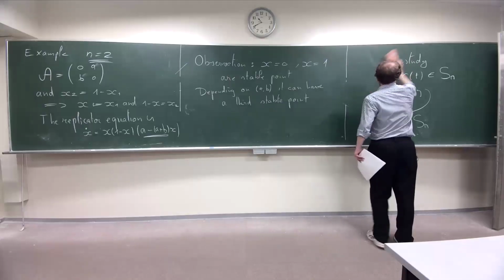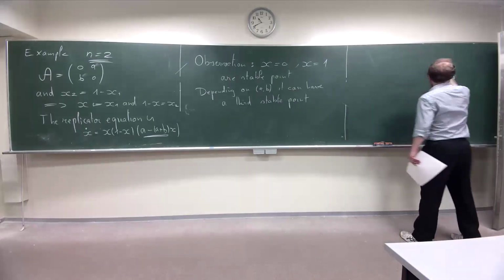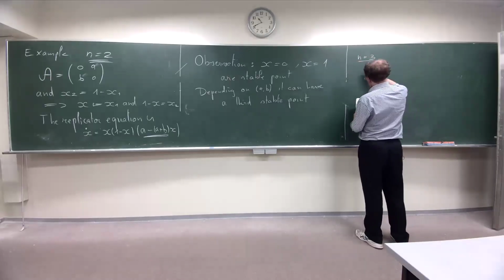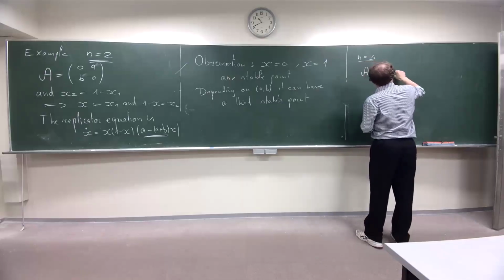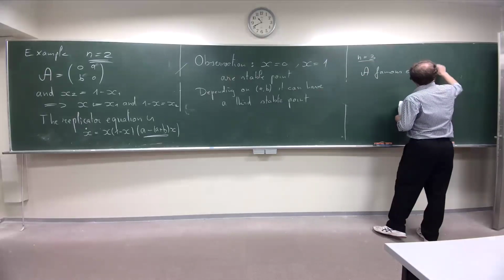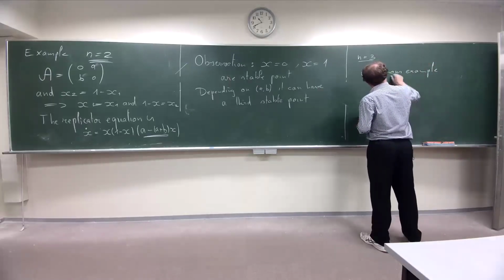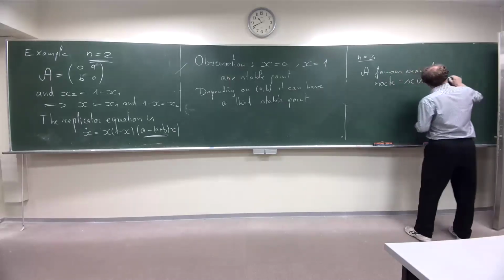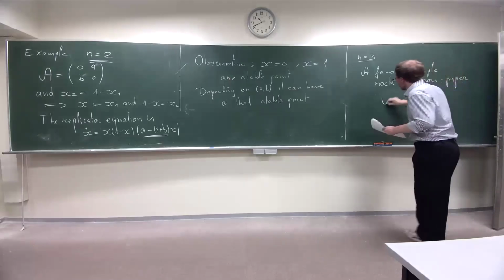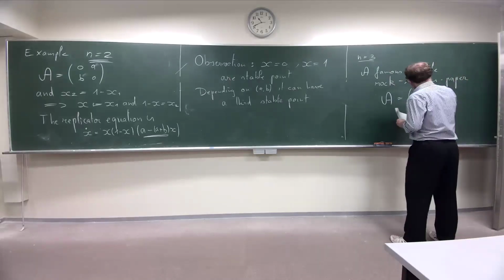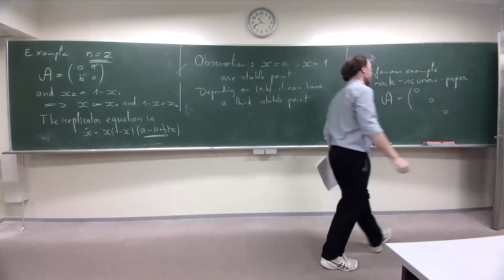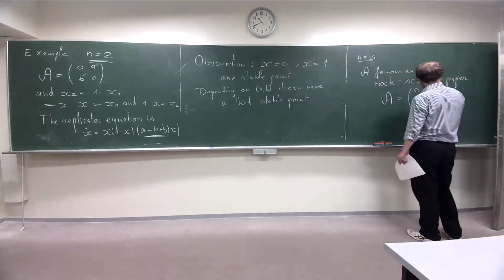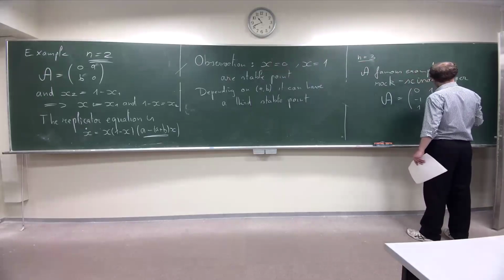There is one famous example, especially in Japan, for n is equal to 3. This famous example is rock, scissors, and paper. So what is the corresponding matrix A? You can think about it. It's 0 on the diagonal, because if the two players propose the same thing, you get 0. You have 1, minus 1, minus 1, 1, 1, minus 1.